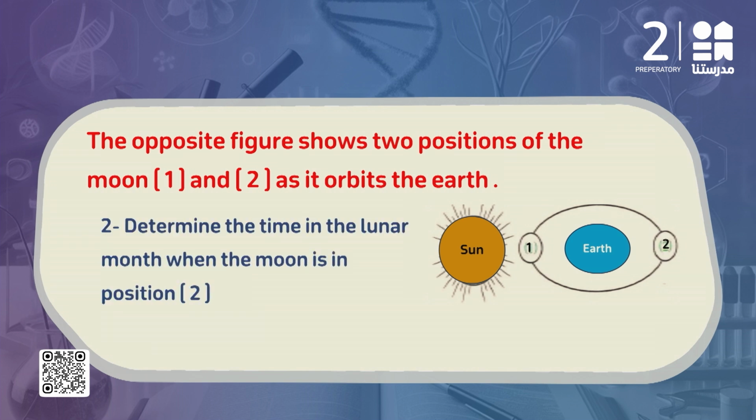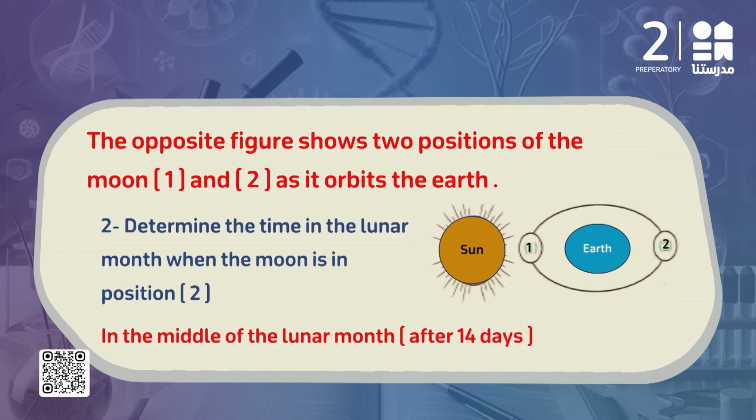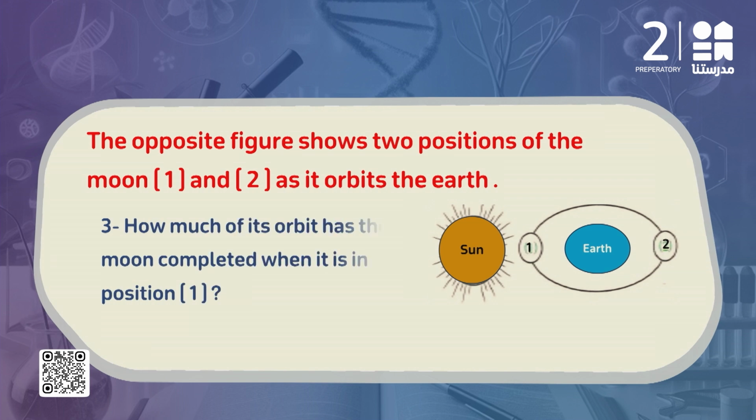Determine the time of the lunar month when the moon is in position 2. ده هيحصل after passing 2 weeks من lunar month, يعني at the middle of the lunar month. How much of its orbit has the moon completed when it's in position 1? ده طبعا بيكون كمل one complete cycle around the earth.